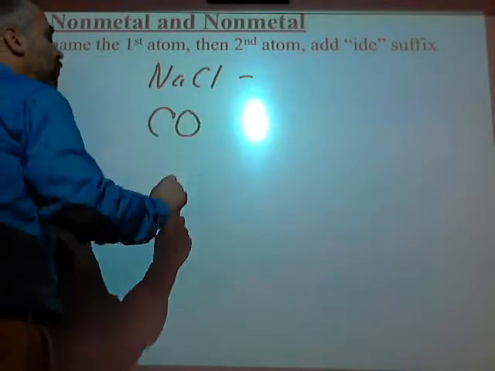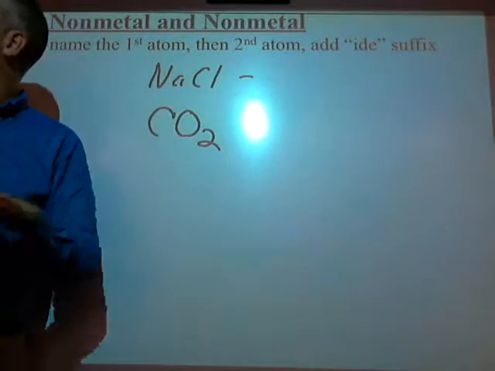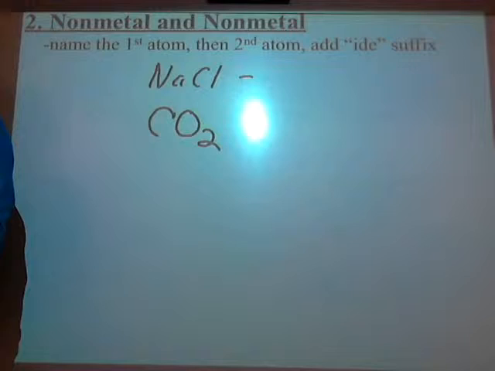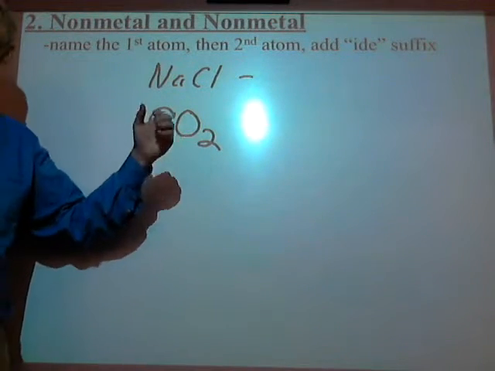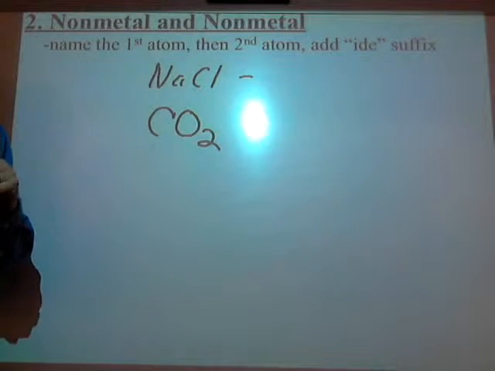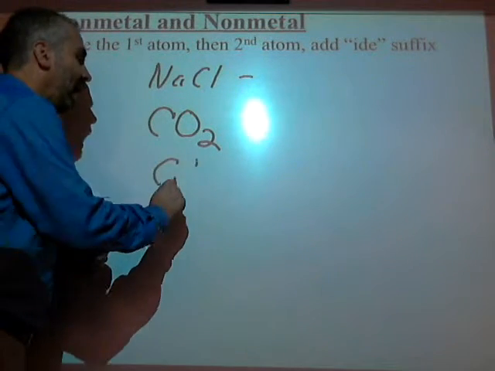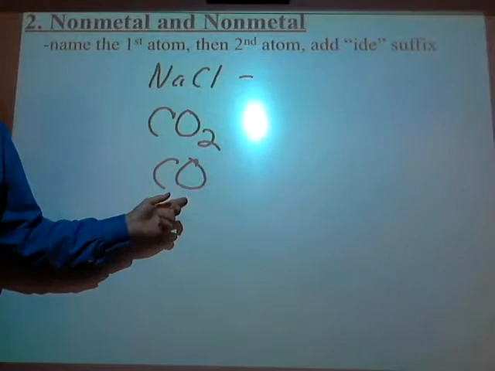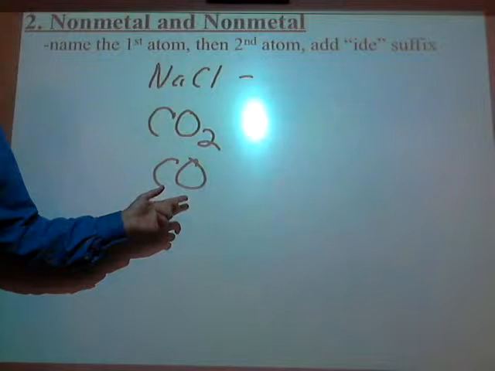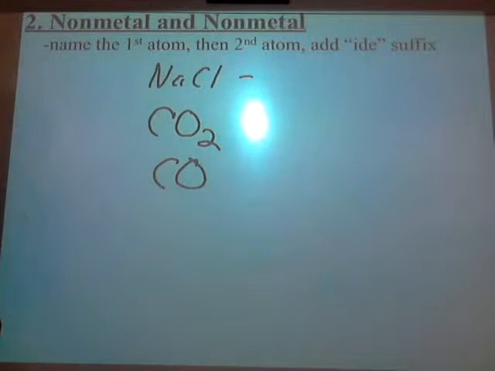Can you name two nonmetals together? Look at this one. That's a nonmetal. That's a nonmetal. They're both on the right side. See it? They're both nonmetals. What would you just naturally call that one? Carbon dioxide. And you would just naturally call this one what? Carbon monoxide. You've heard of carbon monoxide.